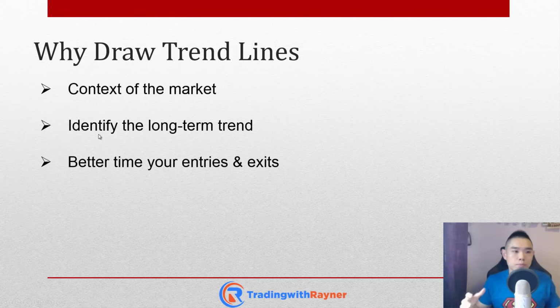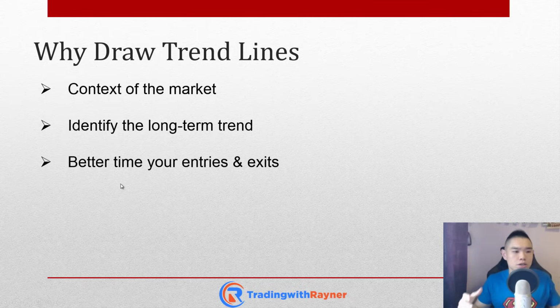Number two, trend lines help you to identify the long-term trend. So this is quite a no-brainer. If you know that the long-term trend is up, you want to be a buyer because it would naturally increase the probability of your trades working out. So a trend line helps you to identify the long-term trend, whether it's a long-term uptrend or a long-term downtrend.